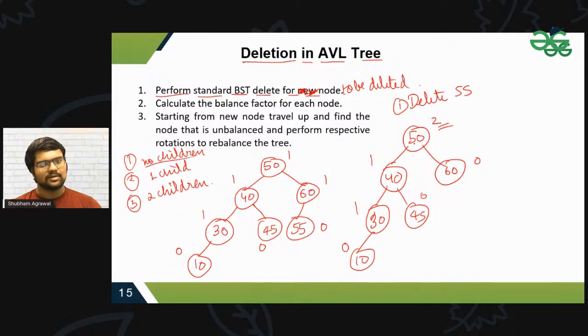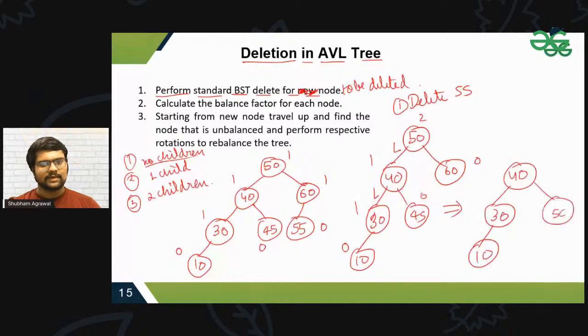For that we need to perform the rotation. As you can see here, the rotation that we have to perform is LL rotation, because this node, 50, is unbalanced. And after performing the rotation, our tree will look something like this. So 60 will be there, and the 45 which is in the right of the tree will come in the left of 50 now. When we compute the balance factor, it will be 0, 1, and 0. So now our tree is balanced after deletion of 55.